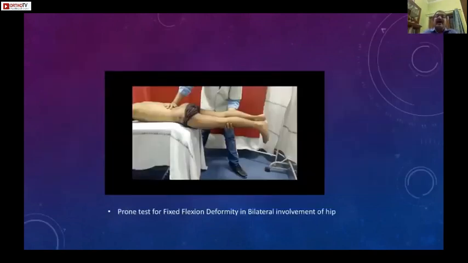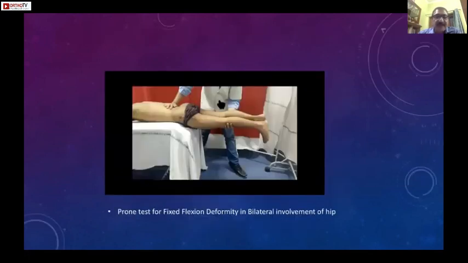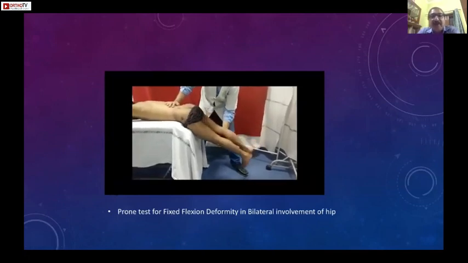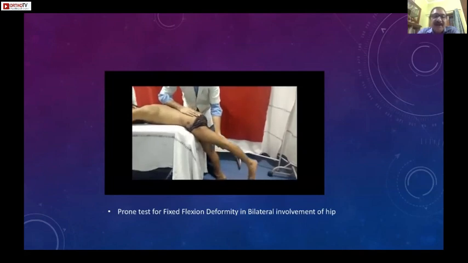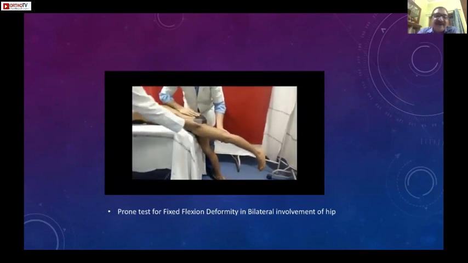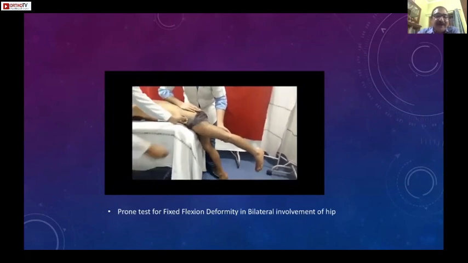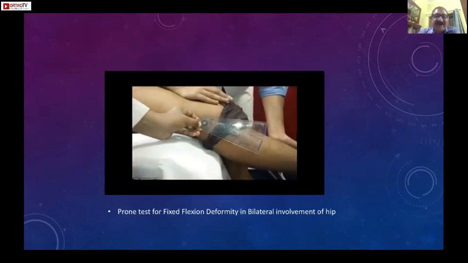Now, if a patient has got a bilateral flexion deformity of the hip joint, how to measure that? This is the classical method. The patient is made to lie prone on the examination table. Both the hips are flexed, which will obliterate the lumbar lordosis. Now one hand remains on the lumbar spine. The other hand extends the hip gradually. At the point where the lumbar lordosis starts reappearing, is the amount of flexion deformity of that particular hip measured in this manner. The same thing is repeated on the other side.